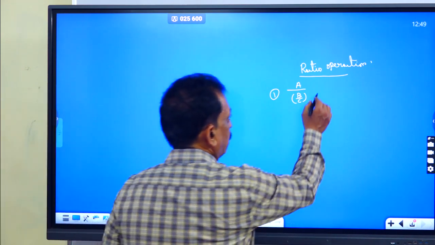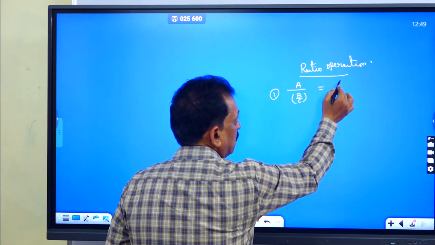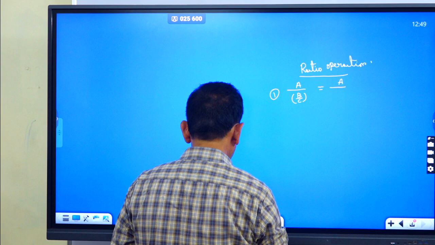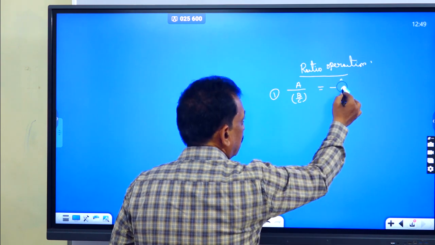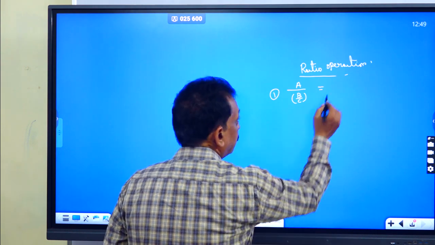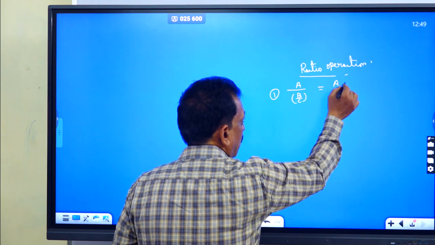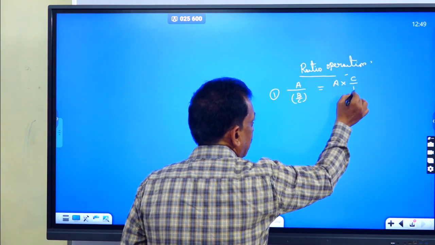Now, how to write this one? The numerator won't change. This is A by A only. So, A by what can I write? A into the denominator, what is the numerator? A into C by B.